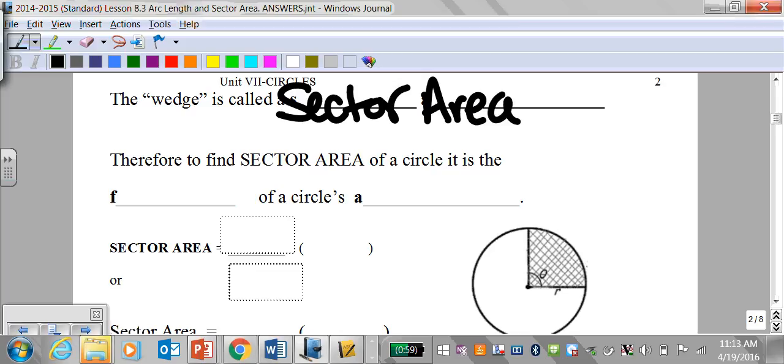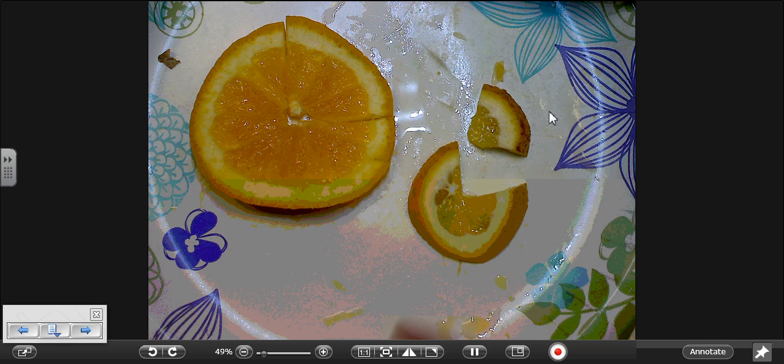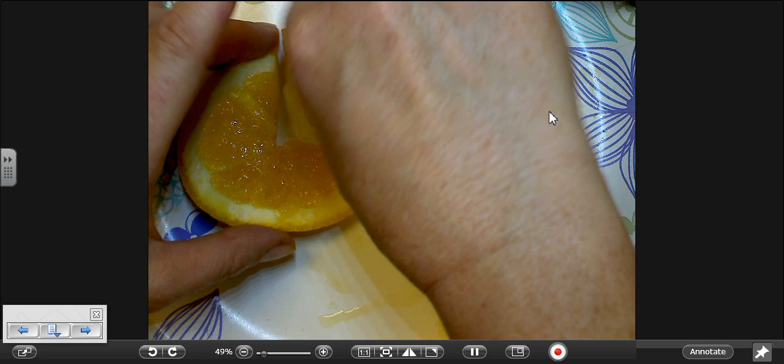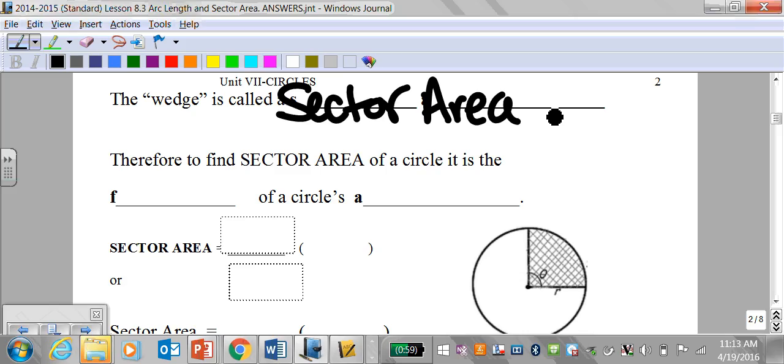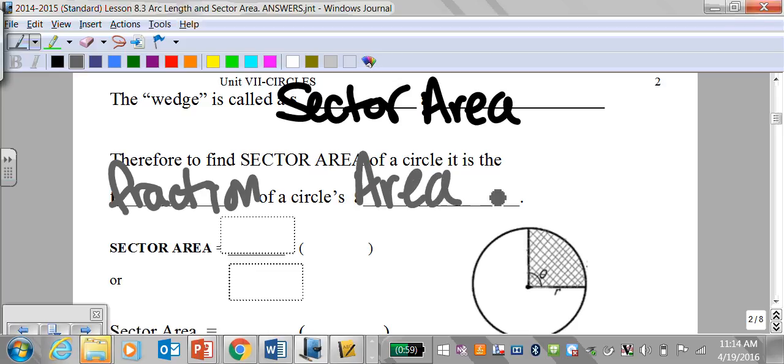Alrighty, guys. On the top right, you want to write this down. We're on the top right, page 2. That wedge is called a sector area. Okay, once again, let me demonstrate. So this wedge right here, both the lemon and the orange, that's called a sector area. And a sector area, by definition, is simply a fraction of the circle's area.